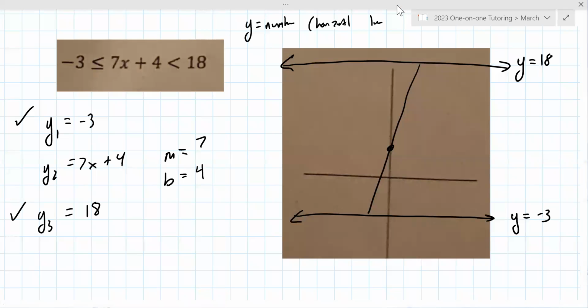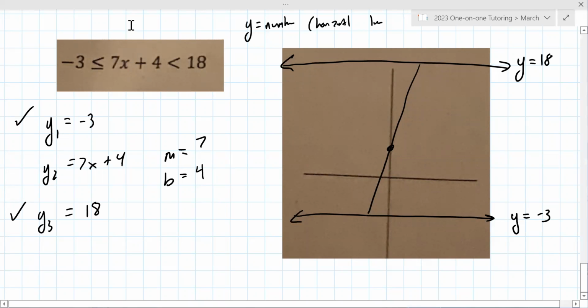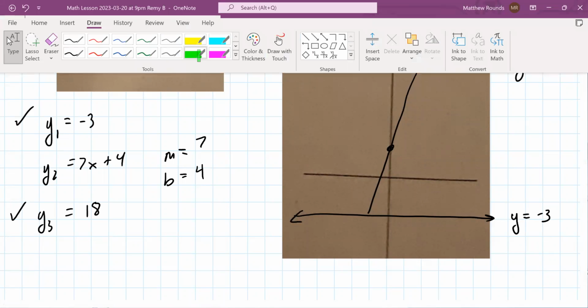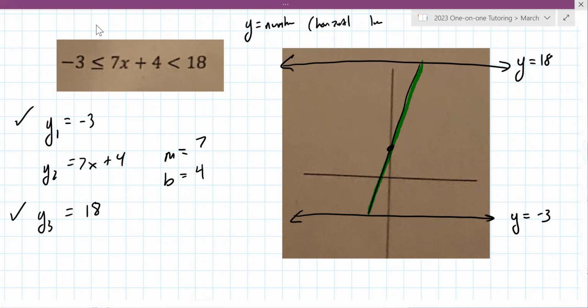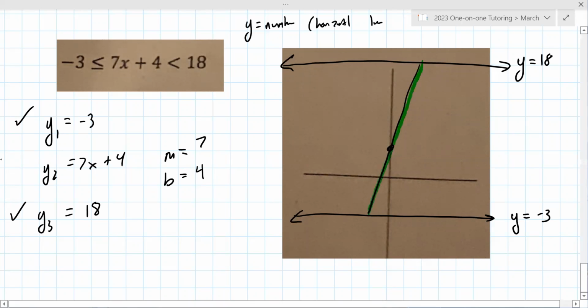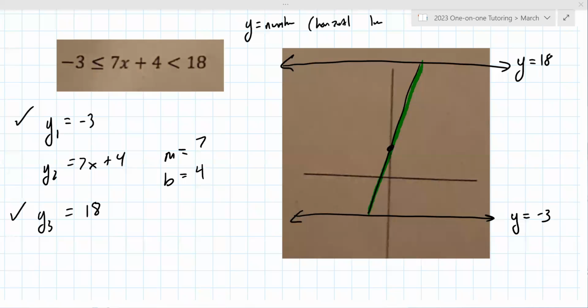Yeah. And then the compound means you're shading between them, meaning it's everything in between those 2 lines. Okay. Got it. All right, so let me see if I can find another one here that's kind of nice to solve.